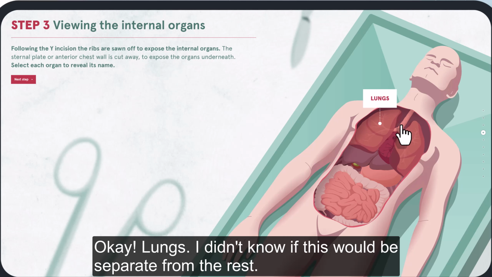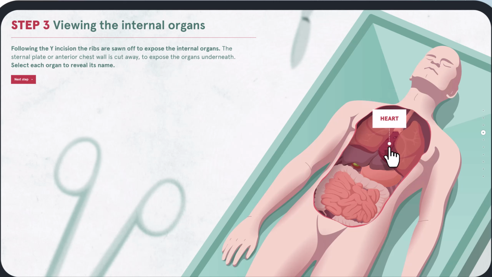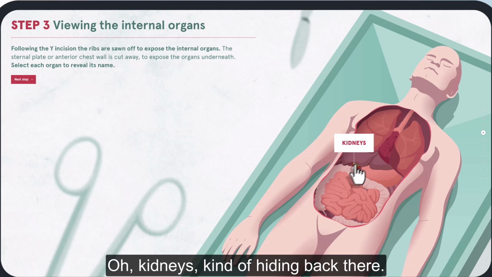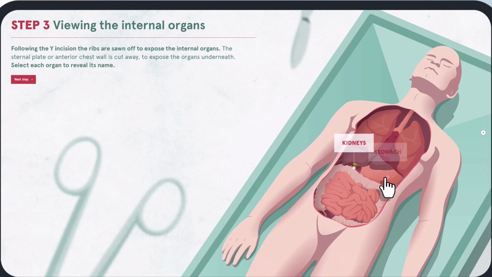Okay, lungs. I didn't know if this would be separate from the actual lungs. Heart, liver. Oh, kidneys, kind of hiding back there. Stomach, large intestine, small intestine.